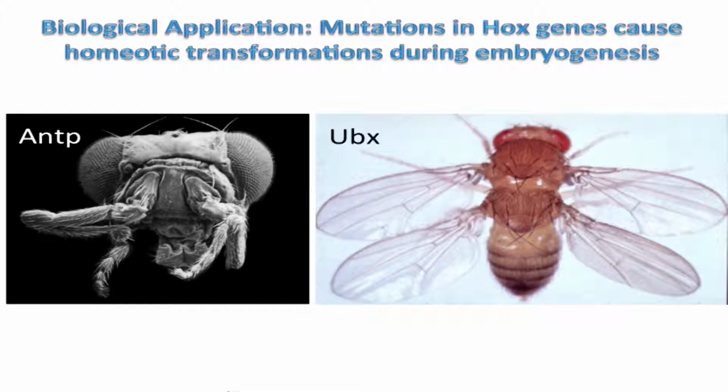Here's two famous mutations. You have a mutation in the antennapedia gene, right, causes this fruit fly to grow legs instead of antennas out of its head. And then here, the mutation in ultrabithorax causes this fruit fly to have two sets of wings instead of one set of wings.